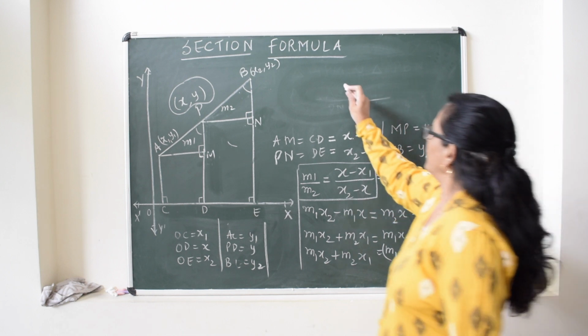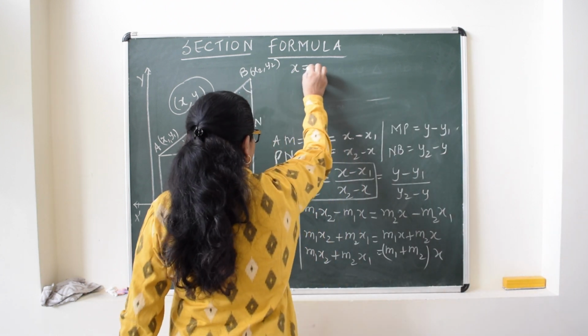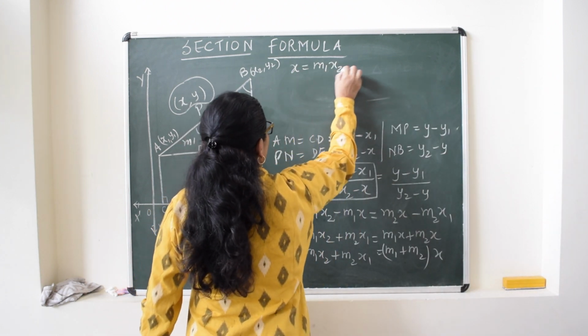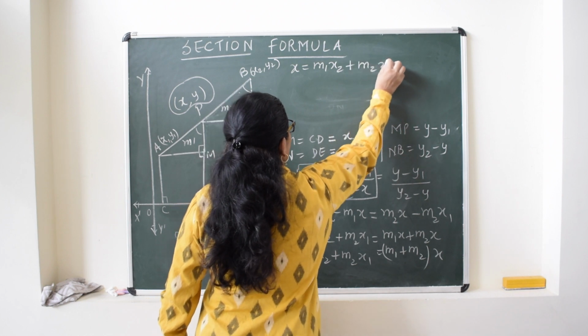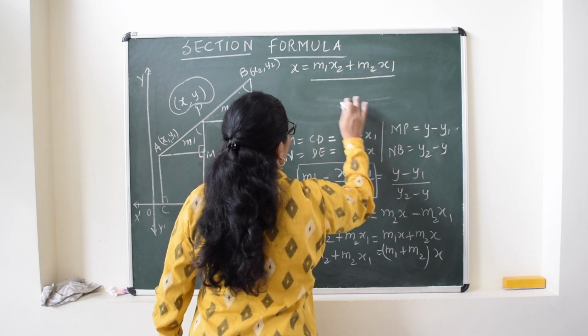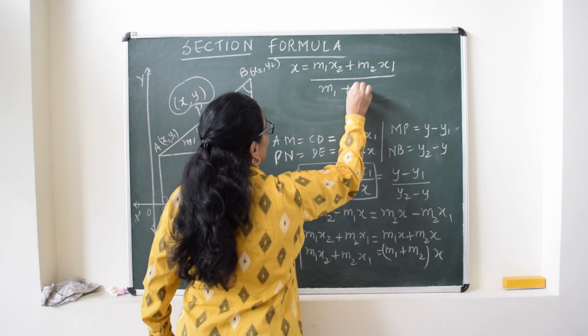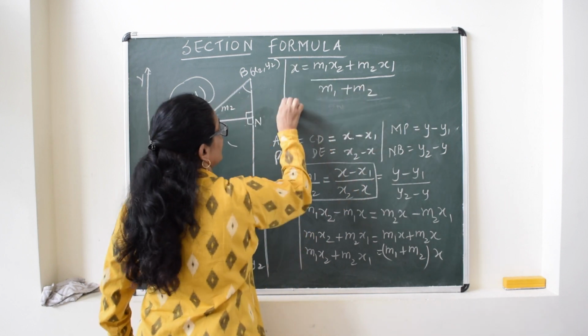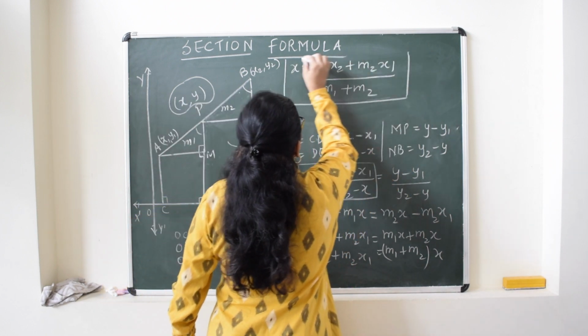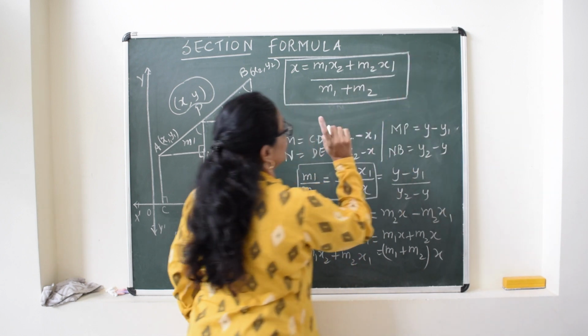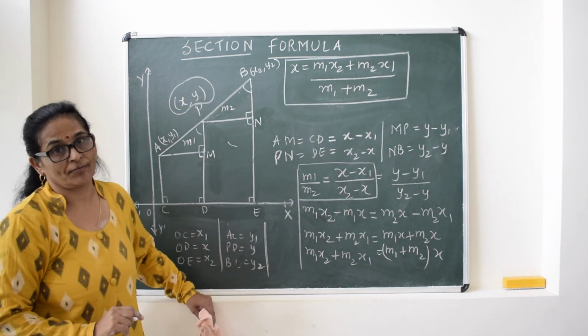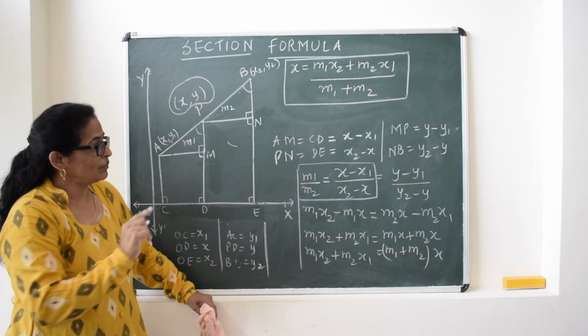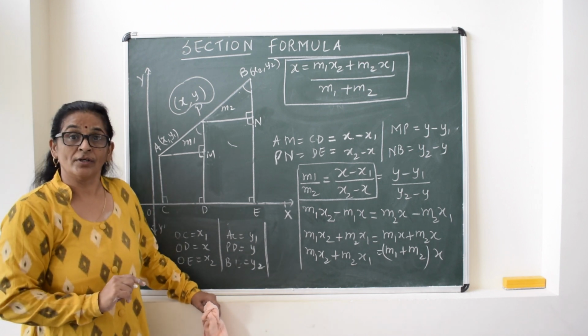So ultimately the value of x is (m1x2 + m2x1) upon (m1 + m2). This is the value of x in terms of the coordinates and m1 and m2. Similarly, we will find out the value of y.